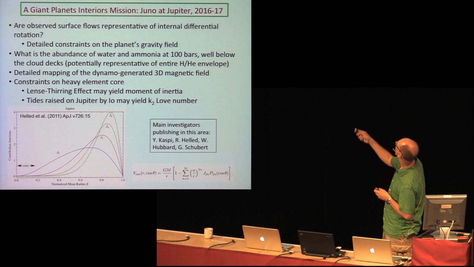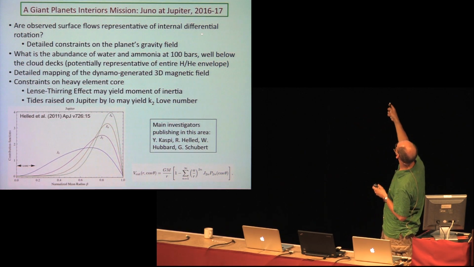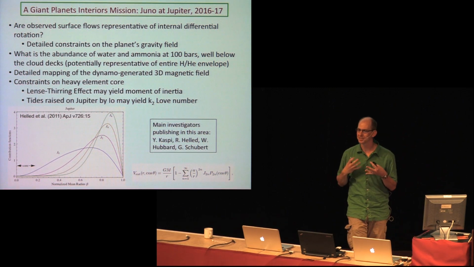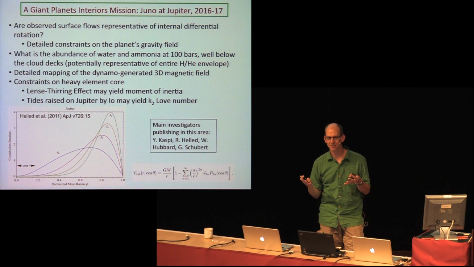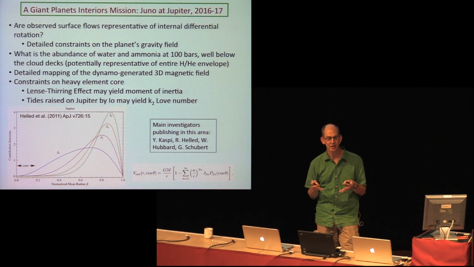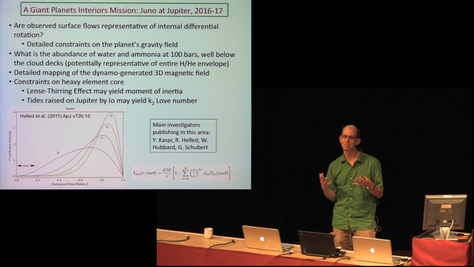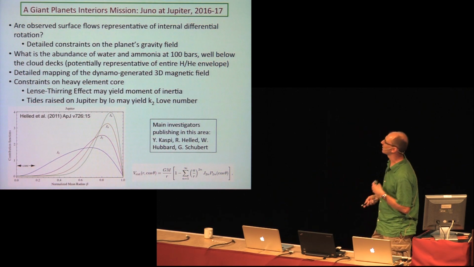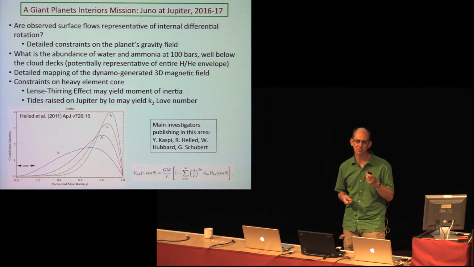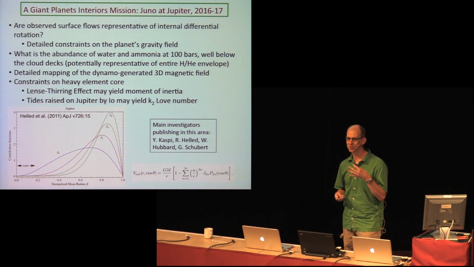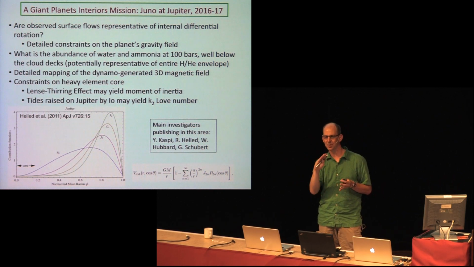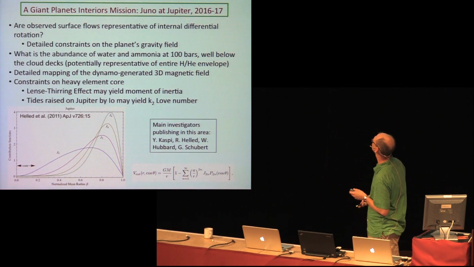are the observed surface flows representative of the internal differential rotation? We actually don't know if Jupiter rotates as a solid body, rotates on cylinders, or rotates in a more complex fashion. We don't know that. We don't know how giant planets operate in terms of their internal convection patterns. So by examining the gravity field in very precise detail, which Juno's going to do, Juno's going to end up being in a very close-in orbit. It's only going to go about 2/3 of an Earth radius away from the surface of Jupiter. We'll be able to do that.